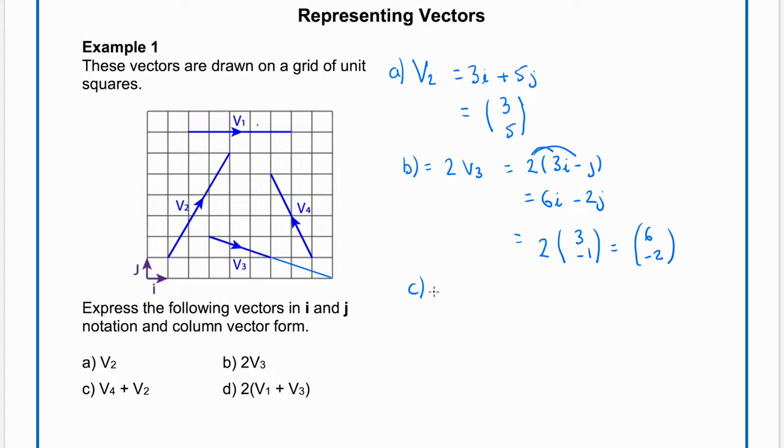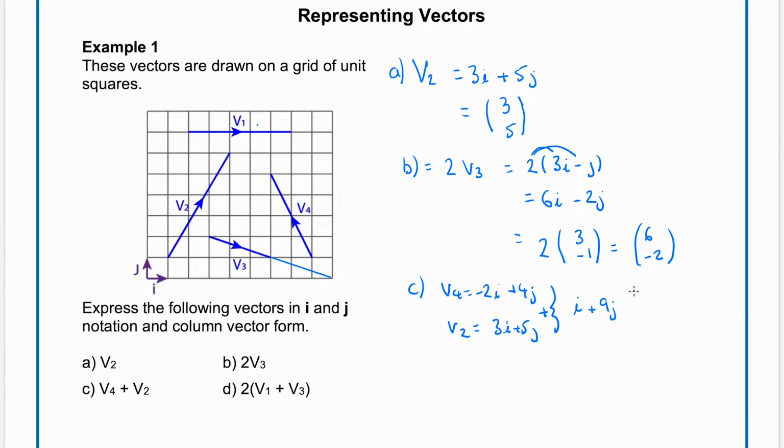We can work this out algebraically. So v4 would be minus 2i plus 4j. v2 is 3i and 5j. Well, we can add the i terms together. So when we add them together, we have negative 2 add 3, which is 1i, and then 4 add 5, which is 9j.